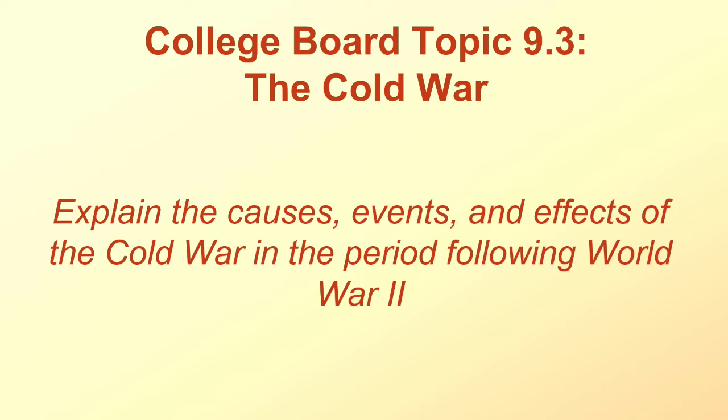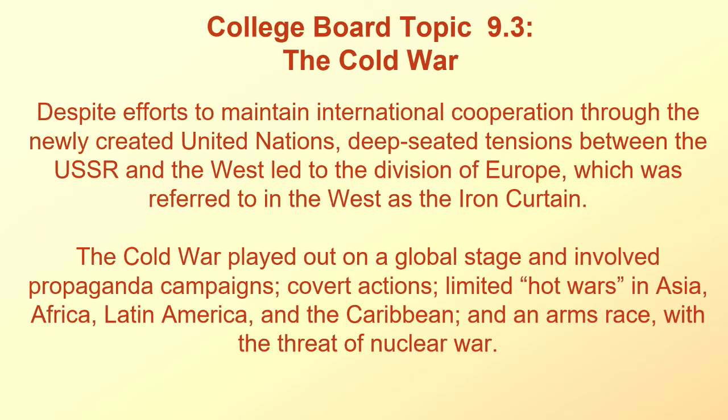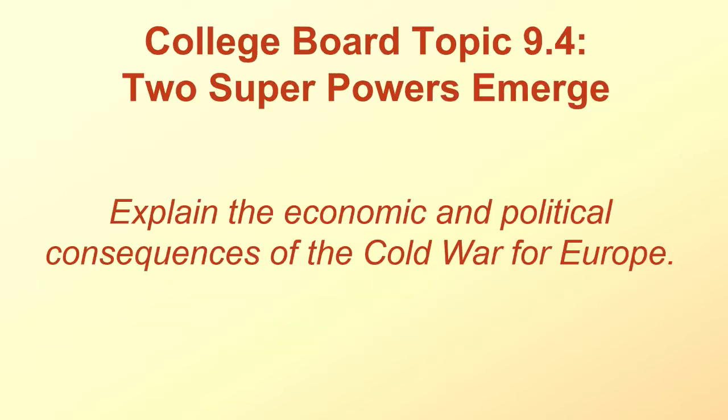College Board Topic 9.3, The Cold War. Explain the causes, events, and effects of the Cold War in the period following World War II. Despite efforts to maintain international cooperation through the newly created United Nations, deep-seated tensions between the USSR and the West led to the division of Europe, which was referred to in the West as the Iron Curtain. The Cold War played out on a global stage and involved propaganda campaigns, covert actions, limited hot wars in Asia, Africa, Latin America, and the Caribbean, and an arms race with the threat of nuclear war.